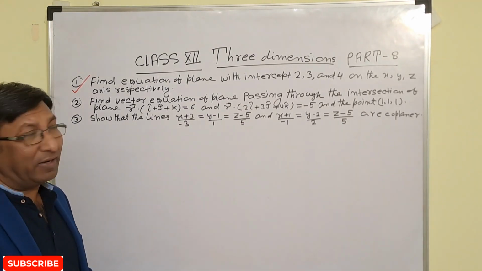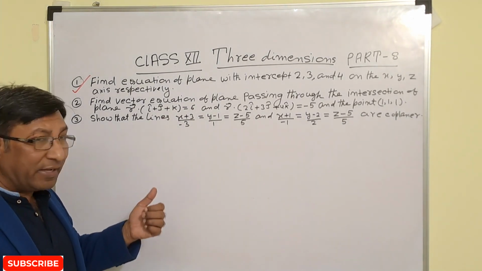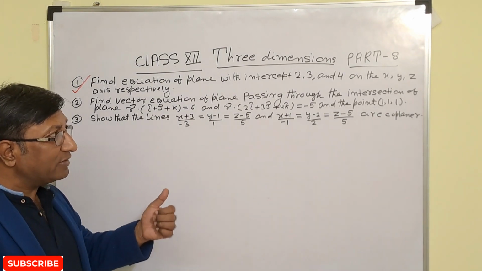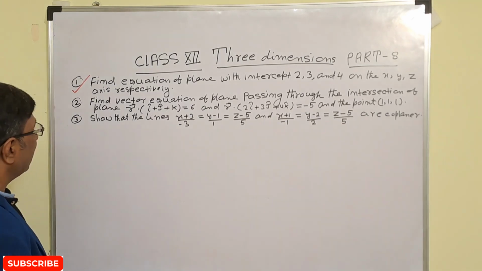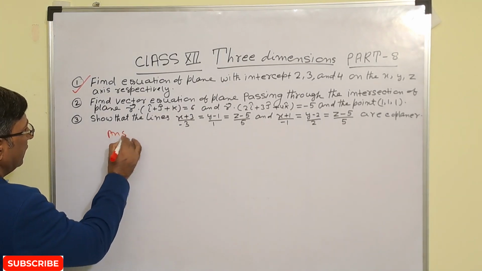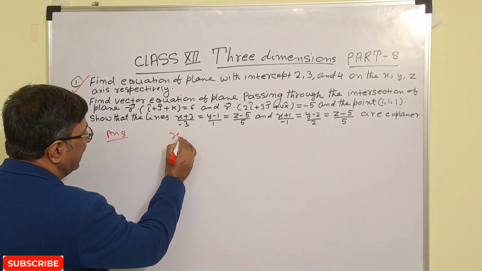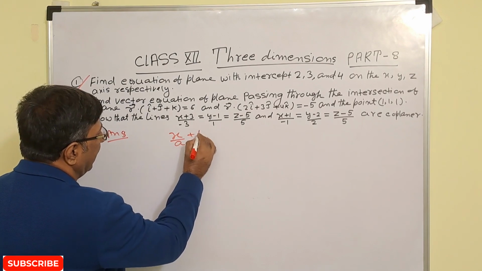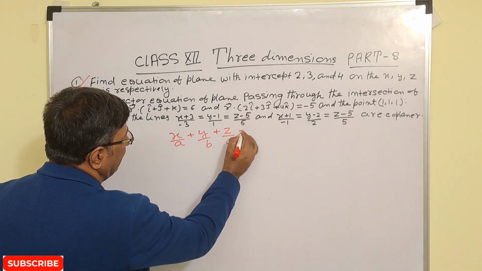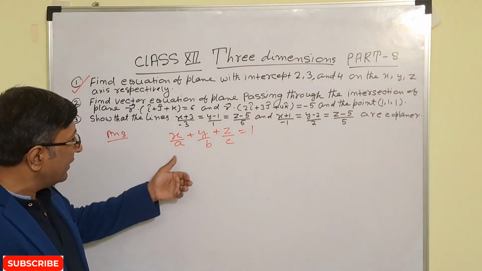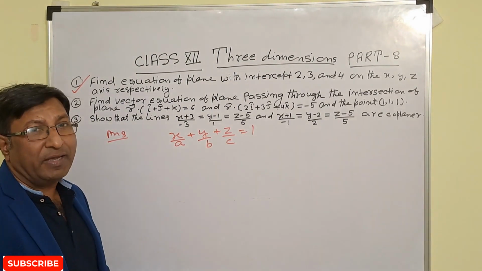Because we know the formula. Equation of plane in intercept form: x upon a plus y upon b plus z upon c equal to 1. So for this type of question, see the answer first. Equation of plane when intercepts are given is x upon a plus y upon b plus z upon c equal to 1, where a, b, c are intercepts on x-axis, y-axis and z-axis respectively.